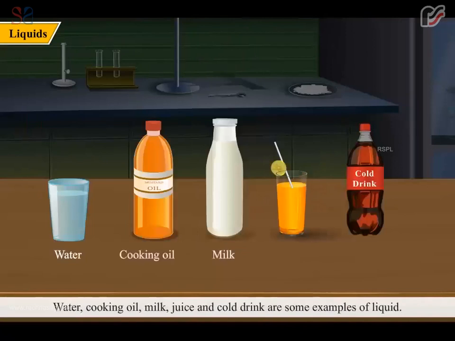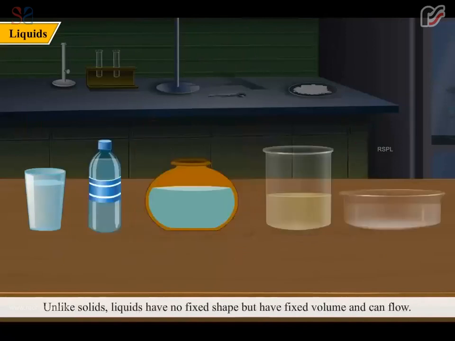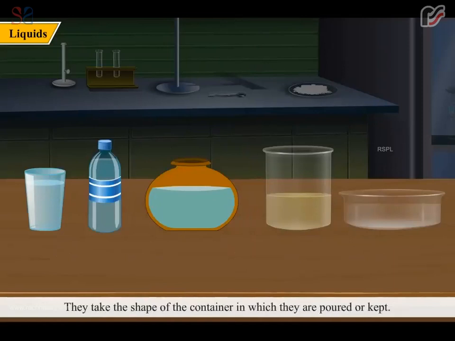These are the substances in which the molecules are loosely packed. Water, cooking oil, milk, juice and cold drink are some examples of liquid. Unlike solids, liquids have no fixed shape but have fixed volume and can flow. They take the shape of the container in which they are poured or kept. They can flow from one place to another and change shape accordingly. So liquids are also called fluids.